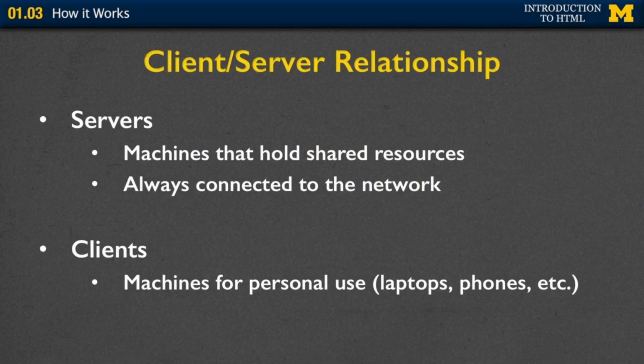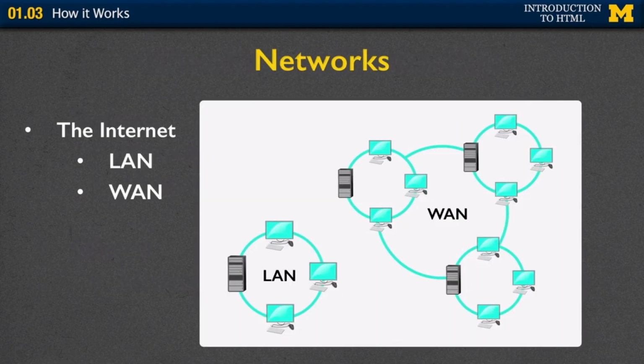So one of the things you might want to understand is the client-server relationship. Servers are basically machines that hold all the resources, and our hope is that they're always connected to the network. Clients are what we're using. We're the machines that you use for personal use, like laptops, phones, etc. Let me show you in this picture. It's really common to use networks such as something called a LAN or a WAN. A LAN is a local area network.